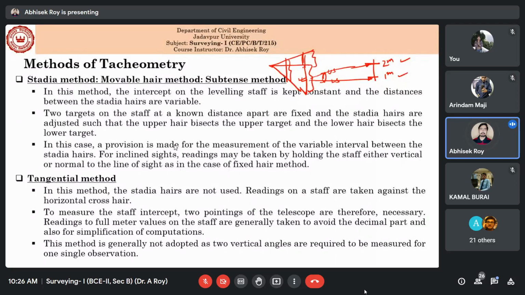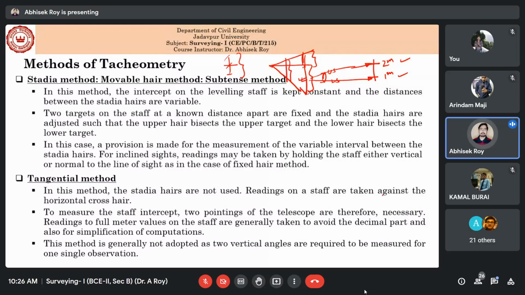with examples. But for the time being, please note that here the stadia hairs are not fixed, and the distance is also not constant. So obviously this distance can change, and we can measure that distance also. So that will be in the movable hair method.